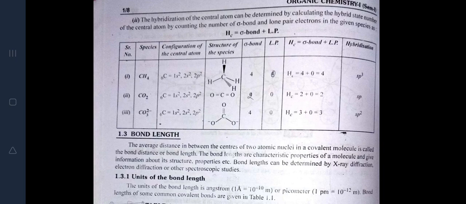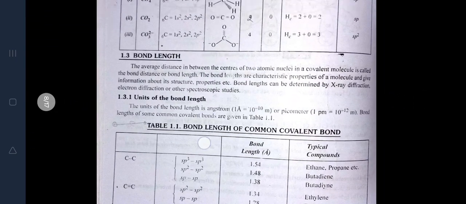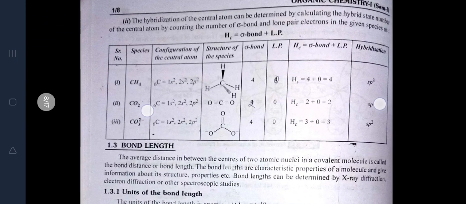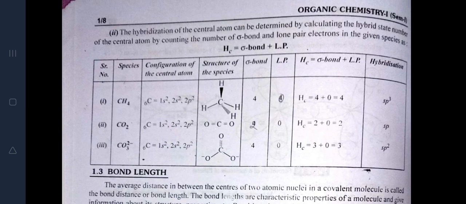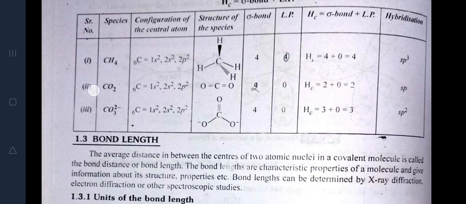Hybridization of the central atom can also be determined by calculating the hybrid state number of the central atom by counting the number of sigma bonds and lone pairs of electrons in the given species. Hc is equal to the sigma bonds plus the lone pairs.